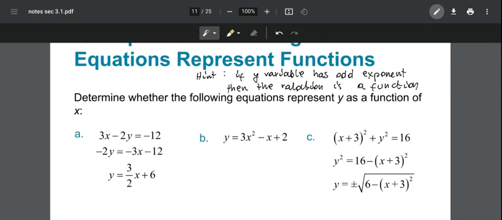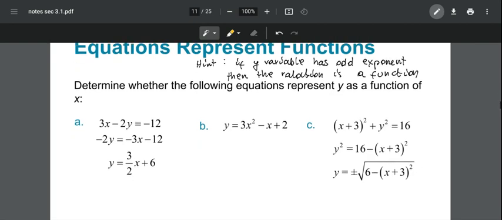So in example A, they gave you the linear equation in standard form, and they want you to decide if this is a function. I gave you that shortcut quickly, that y is being raised to the power of 1 as exponent, so we have a function, so this is a function. And they're also showing you that you can work with that equation, you can isolate y, and you're going to see that for any input of x, you always will get only one output. So this is a function.